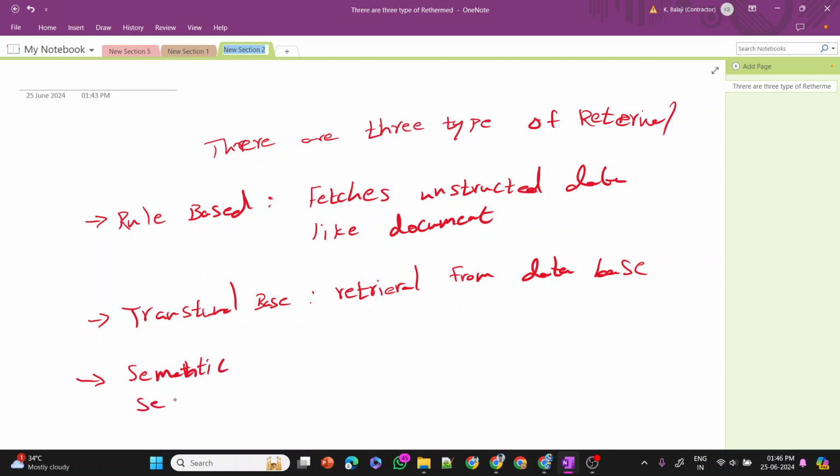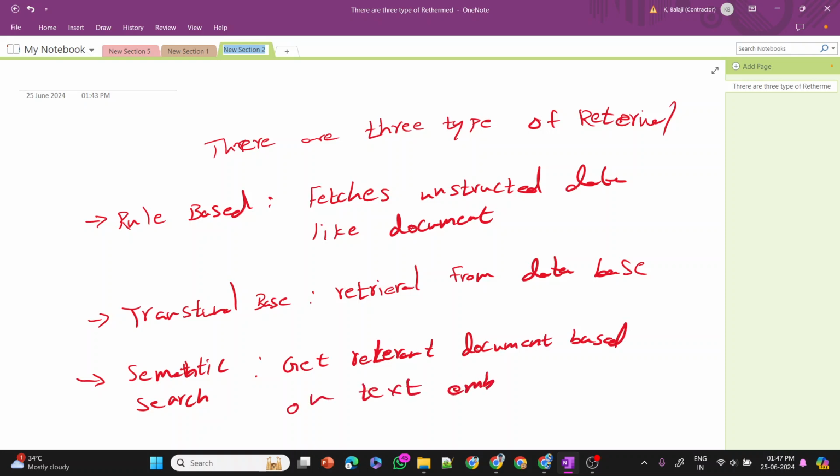Semantic search. That means it will get relevant document data based on text embedding.